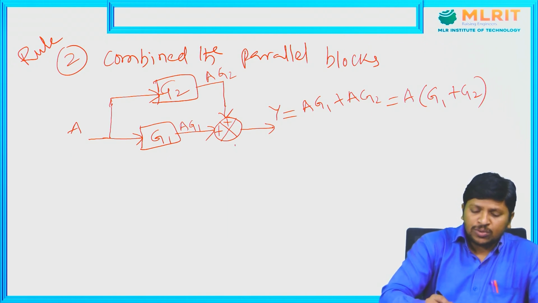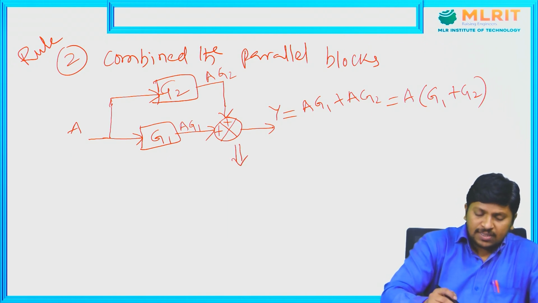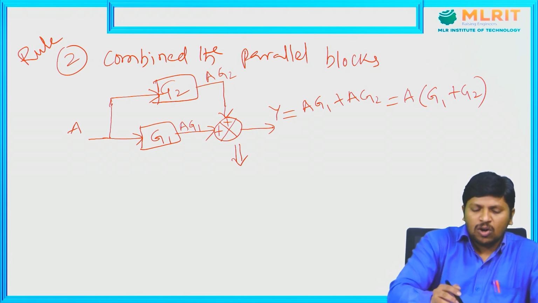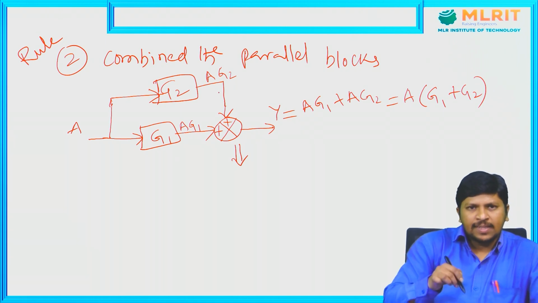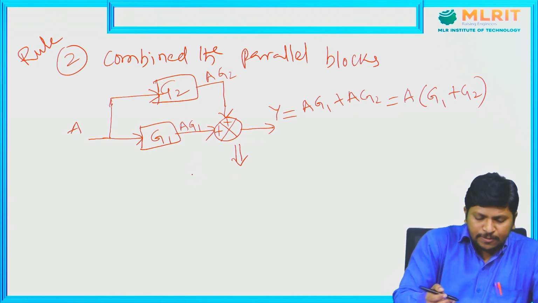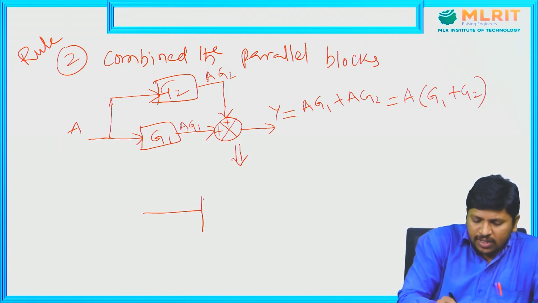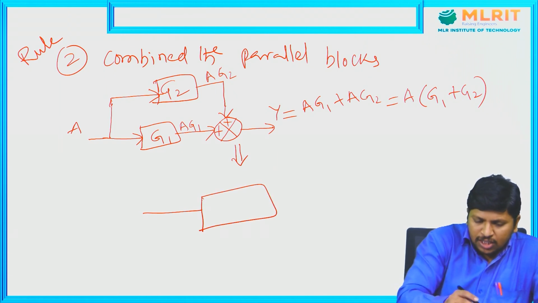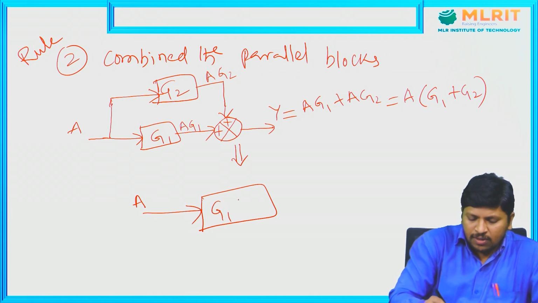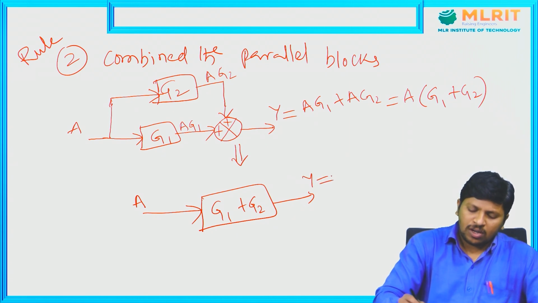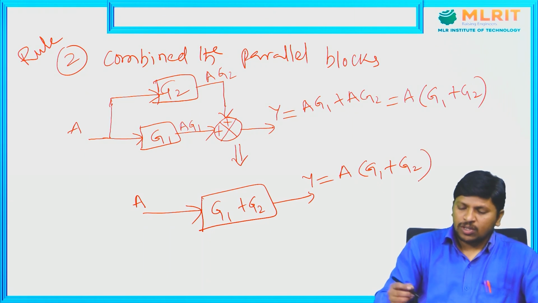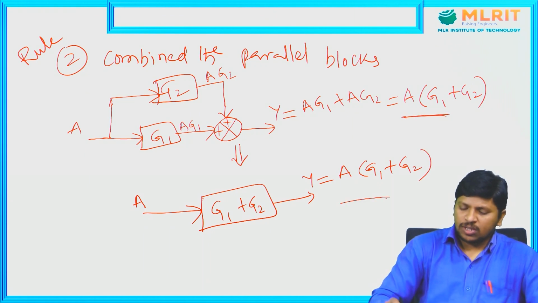Now we are reducing these two blocks into a single block. Here I am going to write the single block representation. These two blocks are just added. The input signal is A and the block is G1 plus G2. Then the output equals what? A of G1 plus G2. Both are the same outputs, right?